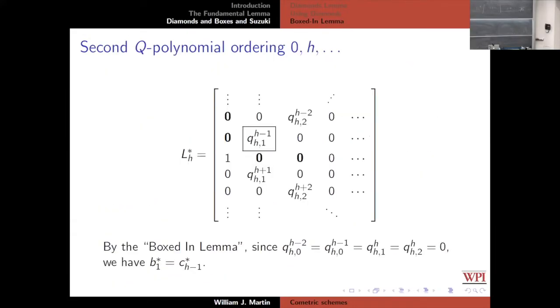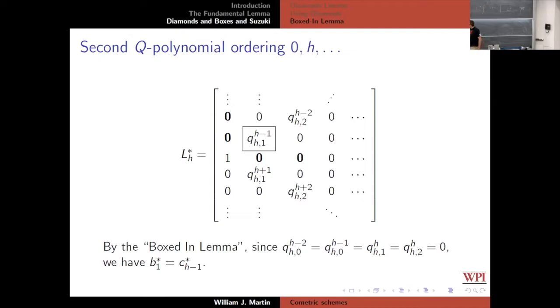Okay, so now suppose you have a second Q-polynomial ordering, right? Take that starting point right there, and know that that thing is non-zero, and it's boxed in on the left and bottom, and that forces B1 star to be equal to CH minus 1 star. And remember, very quickly, from Dickie's lemma, we're going to have A1 star equal to 0. You know what's going to happen. And so B1 star is dimension minus 1, right? And that's a very strong restriction already.